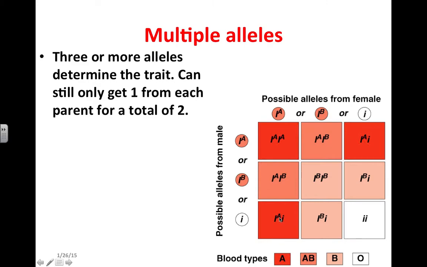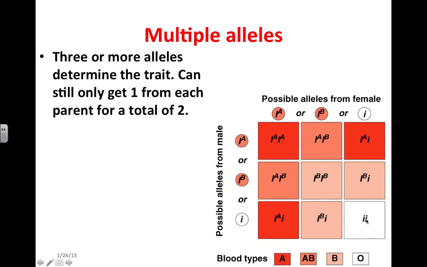In this case, when you have an A plus really nothing, then you're going to be an A. An A and a B means you're going to be AB. A B and a B means you're going to be B. A B and nothing means you're going to be B. An A and nothing means you're going to be A. And two nothings would give you blood type O. So that's why blood type O is so rare. There's only one out of nine ways to get it.